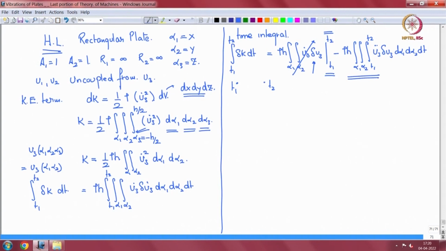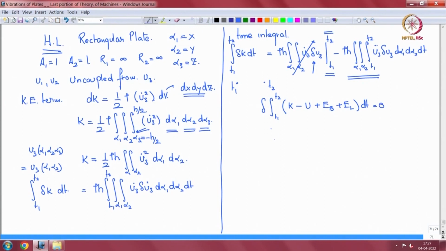Now, in keeping with all the signs etc., the form of the law with signs I am going to use is the integral from T1 to T2 of the kinetic energy minus the strain energy plus the energy from the boundary forces plus the energy from external loads, dt, equal to 0. That is the form I will use.